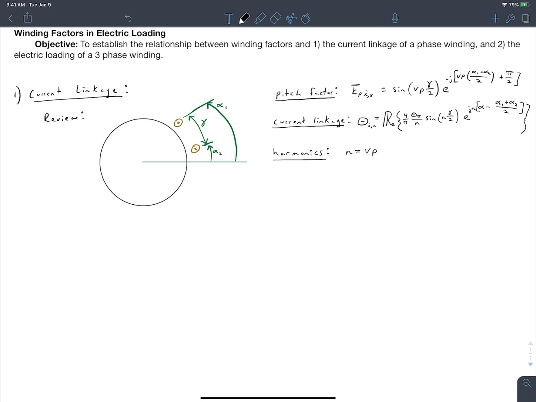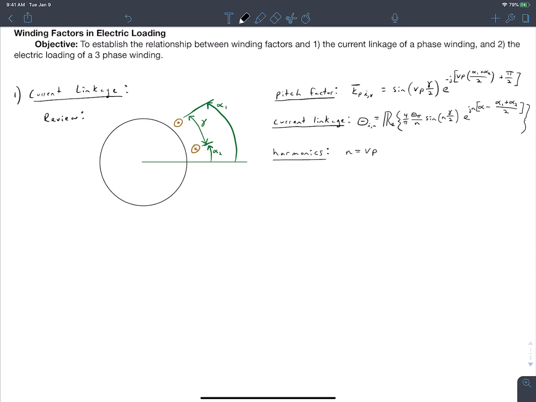The objective of this video is to establish the relationship between winding factors and the current linkage of a phase winding, and then winding factors and the electric loading of a three-phase machine. So we've previously developed winding factors based on the star of slots as telling us the harmonic content in our back EMF. In this video, we're going to show how they relate to the current linkage that's created by a phase winding.